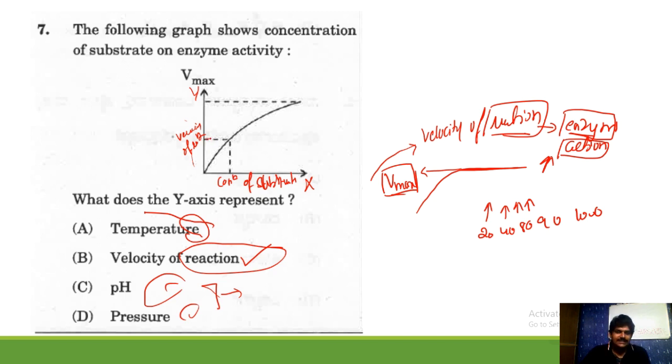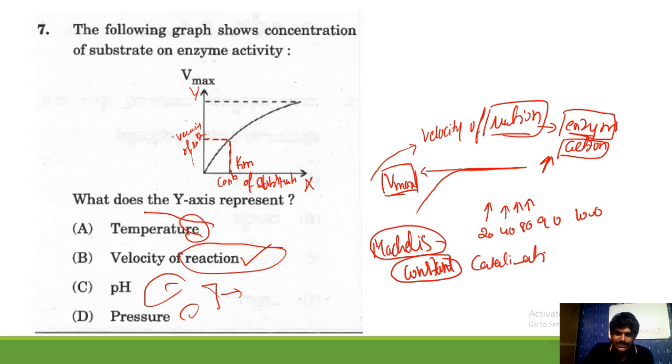That is another line you are looking at here. What is this? This is the Km value. What is the Km value? The Km value is nothing but the Michaelis constant. This is where the catalyzation of the reaction can be shown.